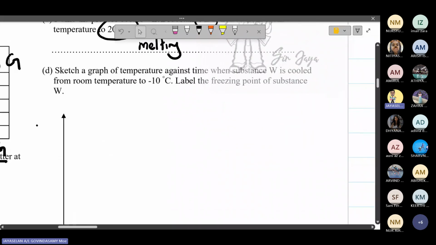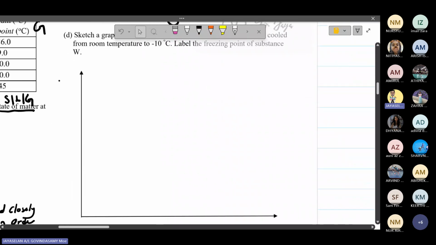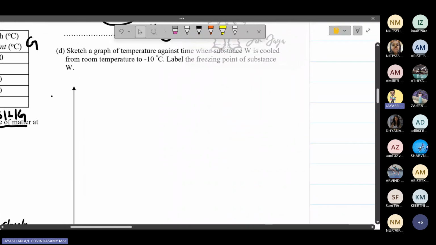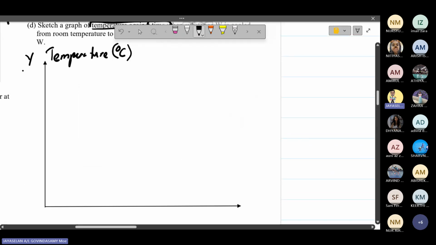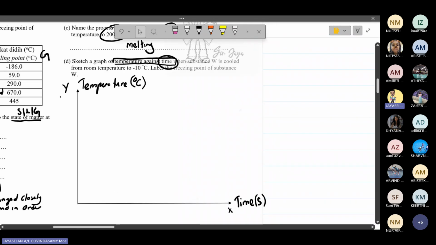No question, eh? Okay, now they ask this question. Okay, 3 marks, you know. Sketch temperature against time. When they give this, this is your title. Title: temperature against time. So when they give the title, first you all put the title. Axis Y is your temperature, so you put degrees Celsius. Axis X is your time, you put seconds. Okay, so you already score 1 mark lah.